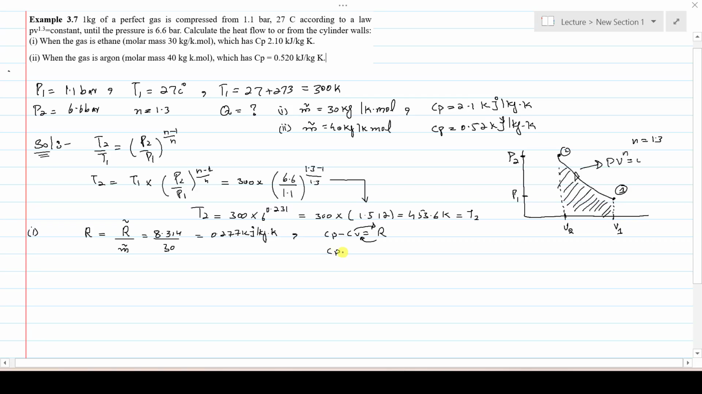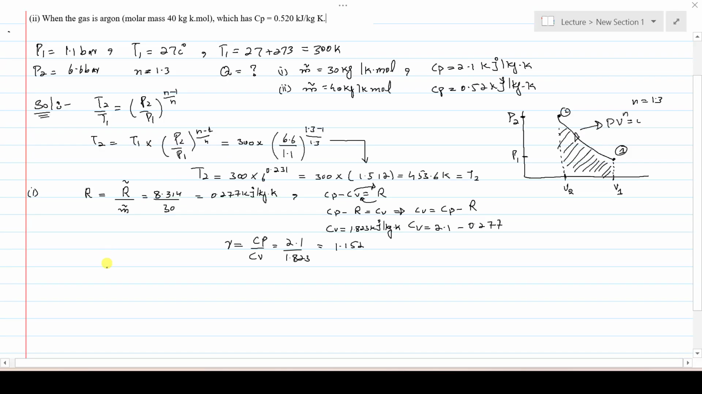We can write that Cp minus R is equal to Cv, which means Cv is equal to Cp minus R. Cp is 2.1 in the first case, minus the R value 0.277. After solving this on the calculator, you will get the Cv value, which is 1.823 kilojoule per kg Kelvin. Next is to find the gamma value, which is equal to Cp divided by Cv. Cp is 2.1, Cv is 1.823. After solving this, you get gamma equal to 1.152.